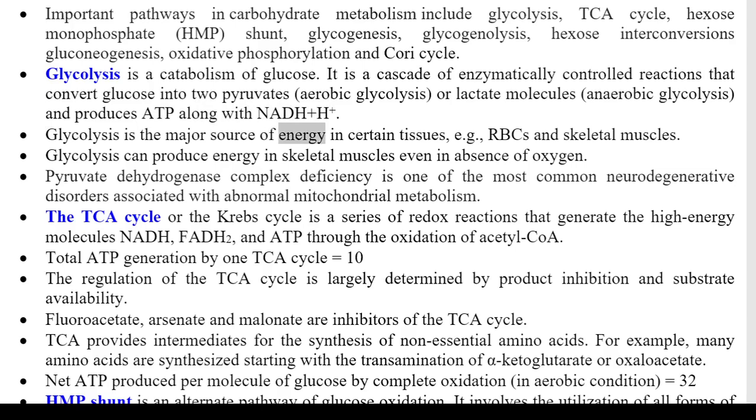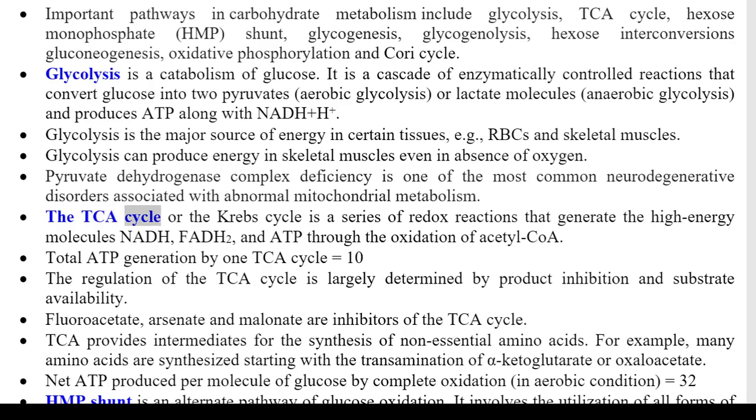Glycolysis is the major source of energy in certain tissues, for example RBCs and skeletal muscles. Glycolysis can produce energy in skeletal muscles even in the absence of oxygen. Pyruvate dehydrogenase complex deficiency is one of the most common neurodegenerative disorders associated with abnormal mitochondrial metabolism.